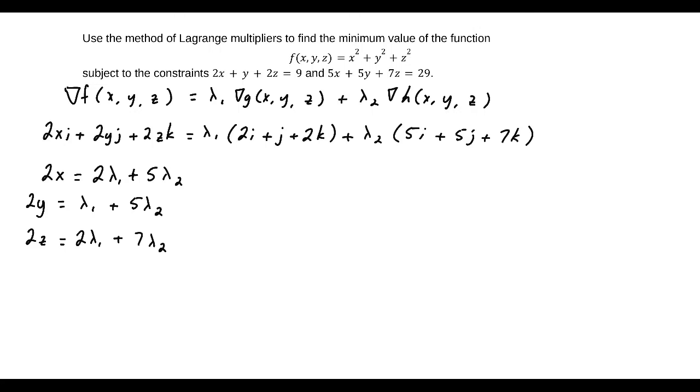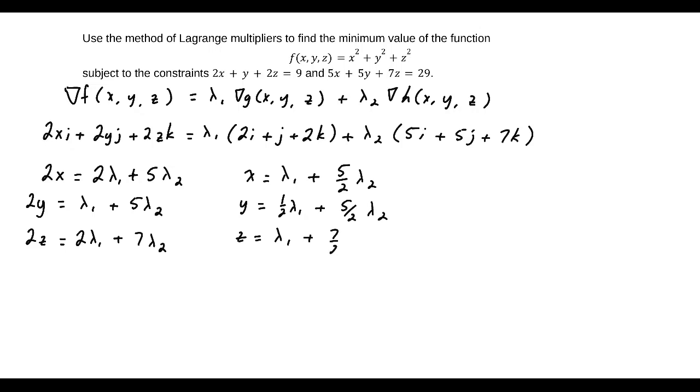So from this system, 2x, 2y, and 2z, I solved each of these for x, y, and z respectively. This gives us a different system of x = lambda 1 + 5/2 lambda 2, y = 1/2 lambda 1 + 5/2 lambda 2, z = lambda 1 + 7/2 lambda 2.